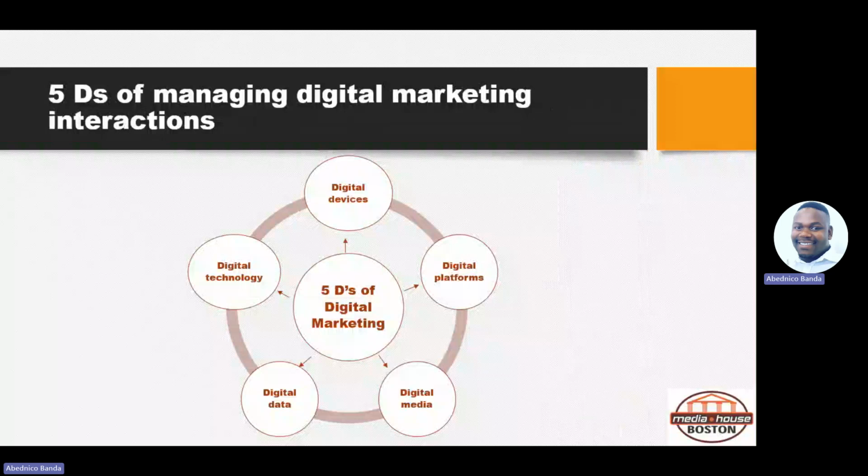And it's not only WhatsApp. There are technologies that continue to feature in many digital platforms and also in many digital media.